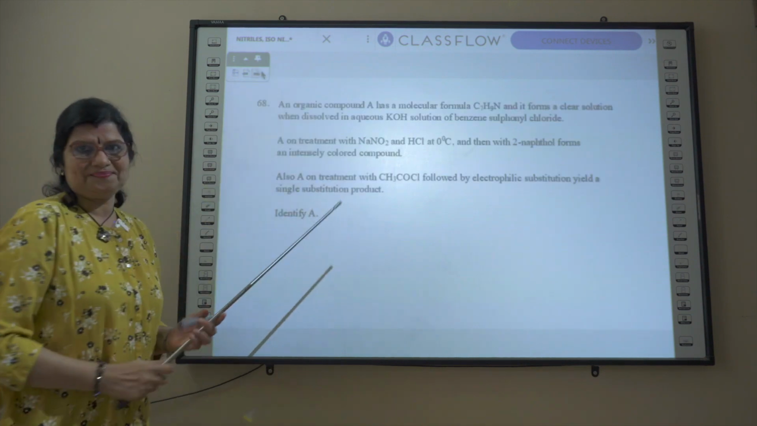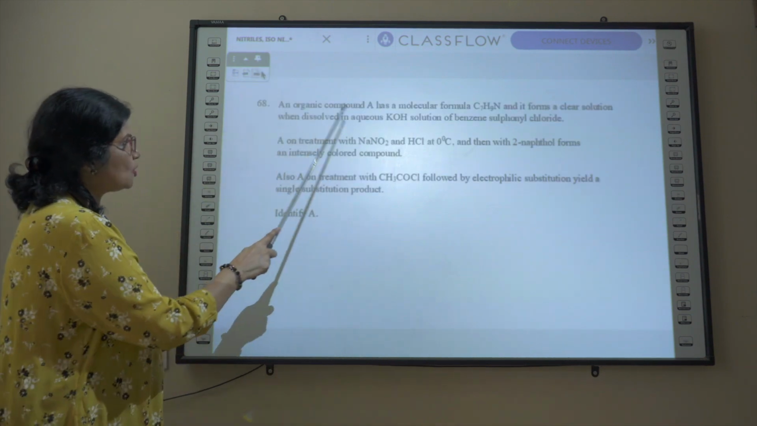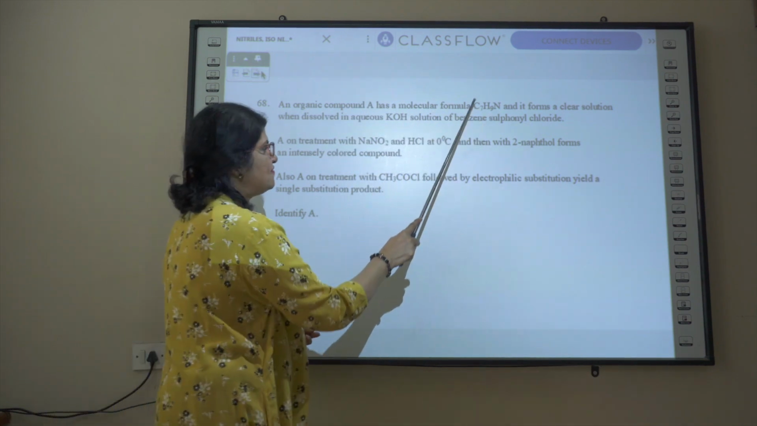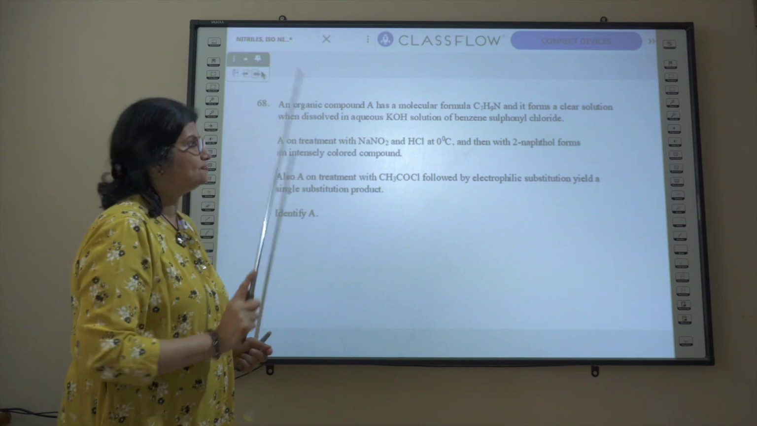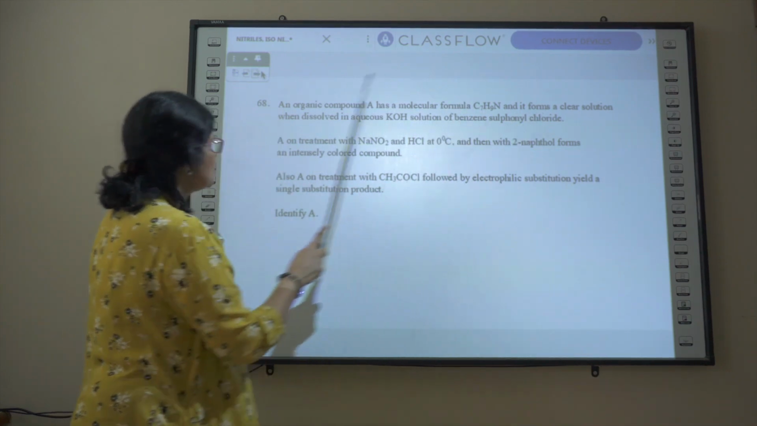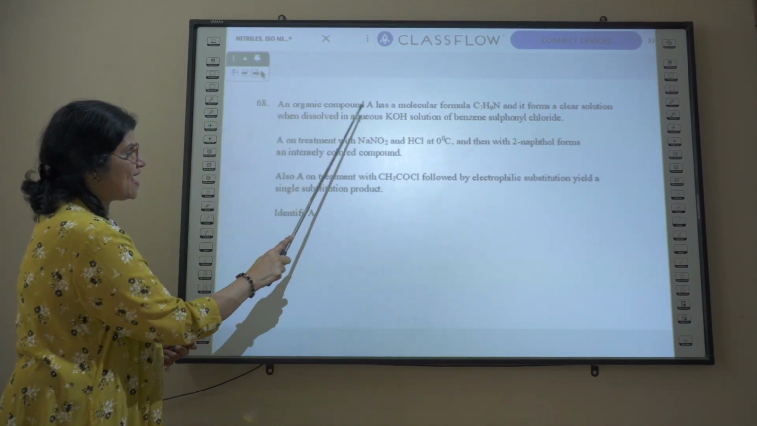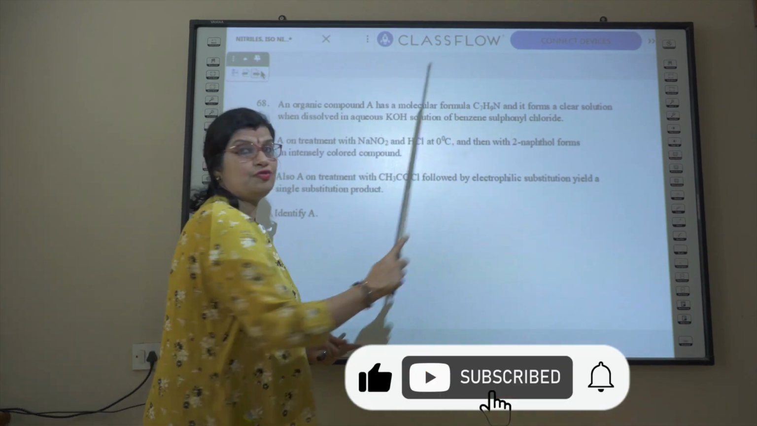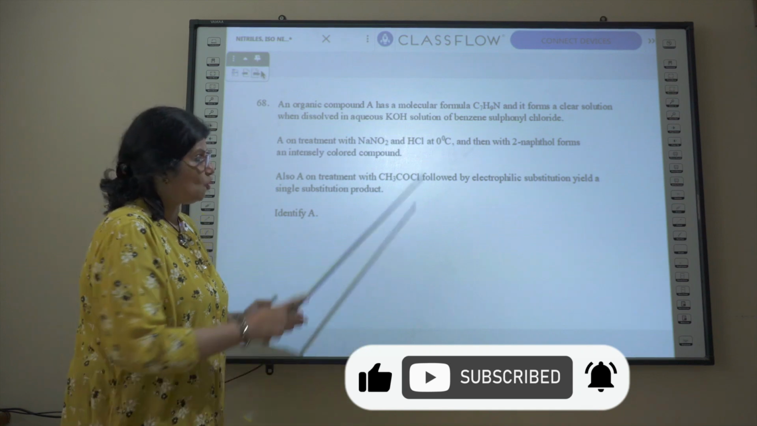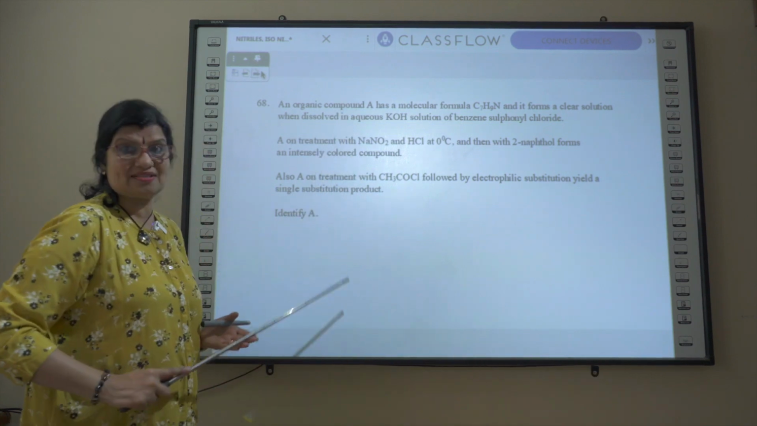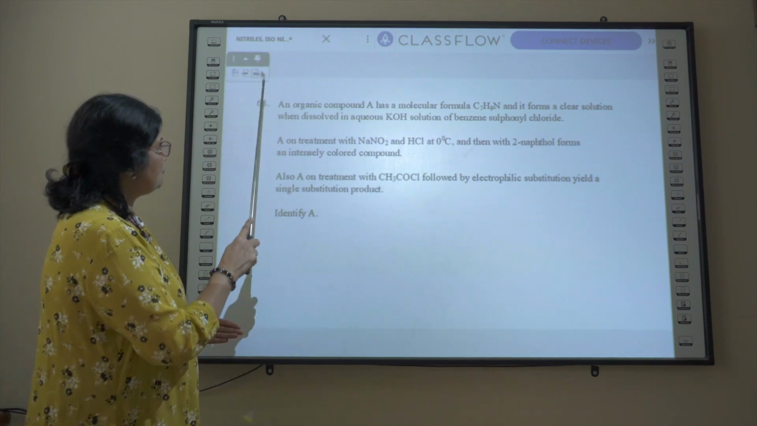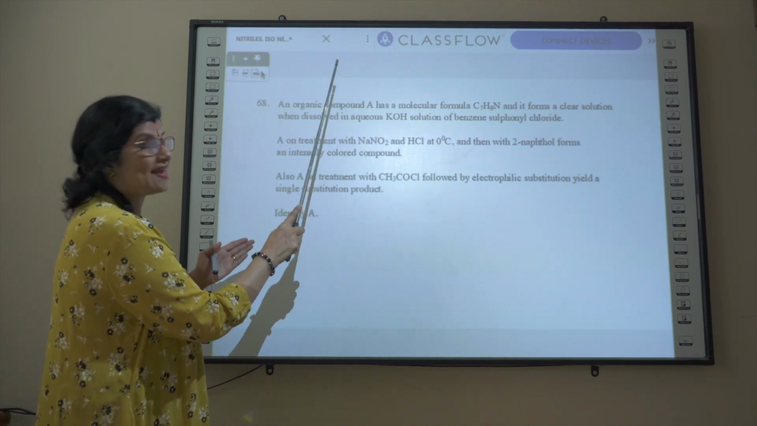The next question. An organic compound A has a molecular formula C7H9N. It forms a clear solution when dissolved in aqueous potassium hydroxide solution and benzene sulfonyl chloride. Now before we read the entire question, let's analyze each point. Okay? So we're focusing on what could be A.